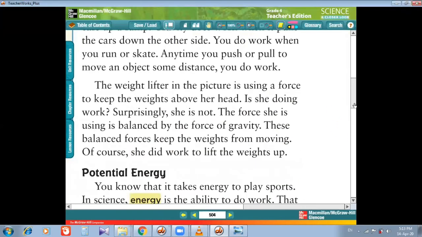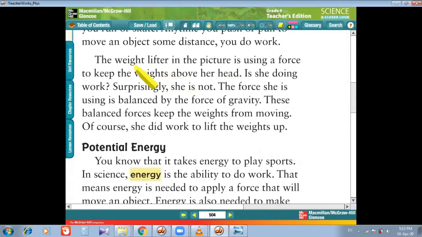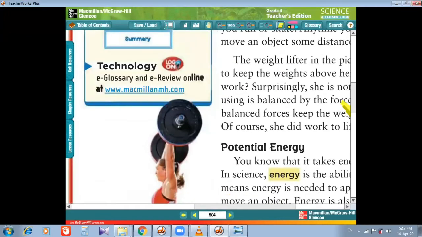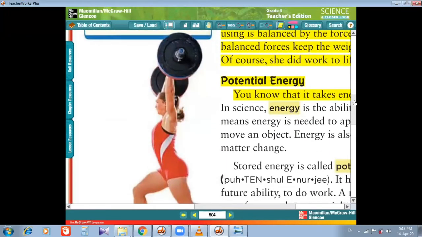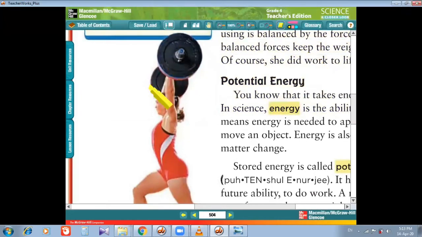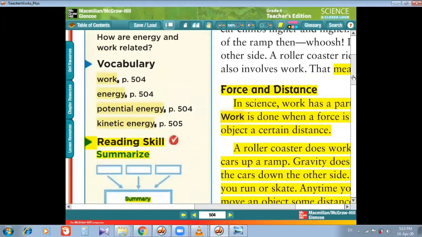Here the weightlifter in the picture is using a force. This is the picture of the weightlifter. She is carrying some weight. Okay, now we study.